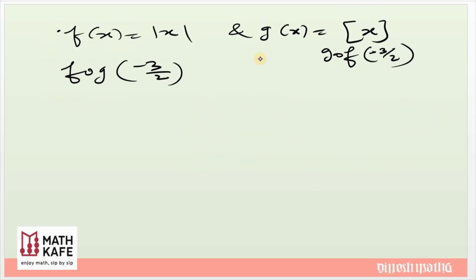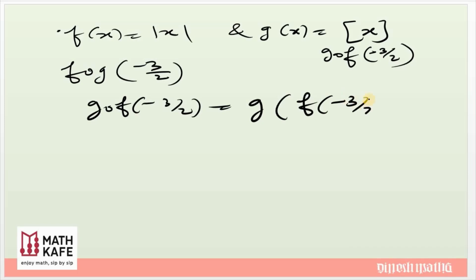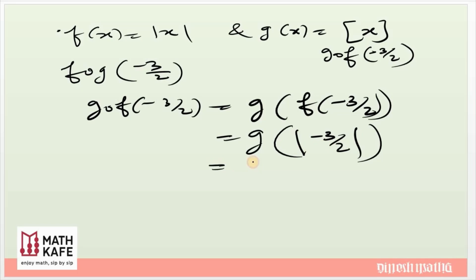Let us see the second part. The second part says g of f of minus 3 by 2. This will become g of f of minus 3 by 2, and that will be g of, what is f of minus 3 by 2? It is modulus of minus 3 by 2. g of modulus of minus 3 by 2 means g of 3 by 2. Modulus of minus 3 by 2 is positive 3 by 2.